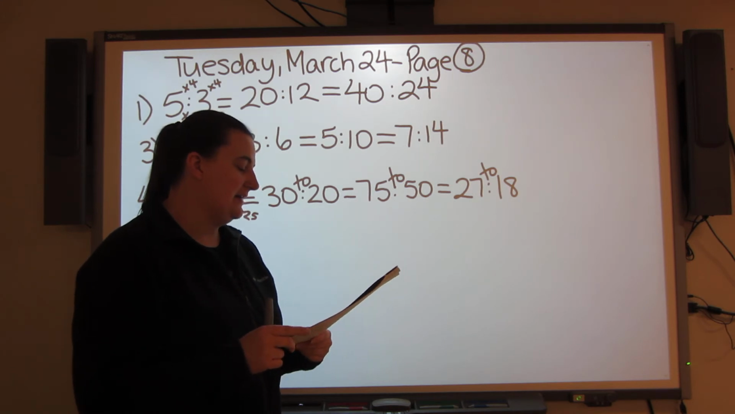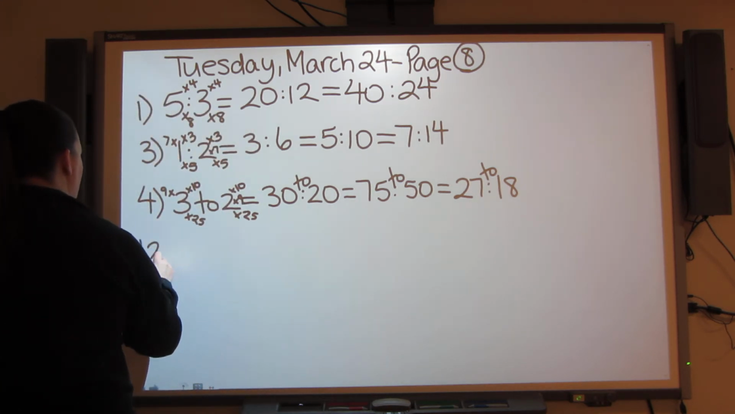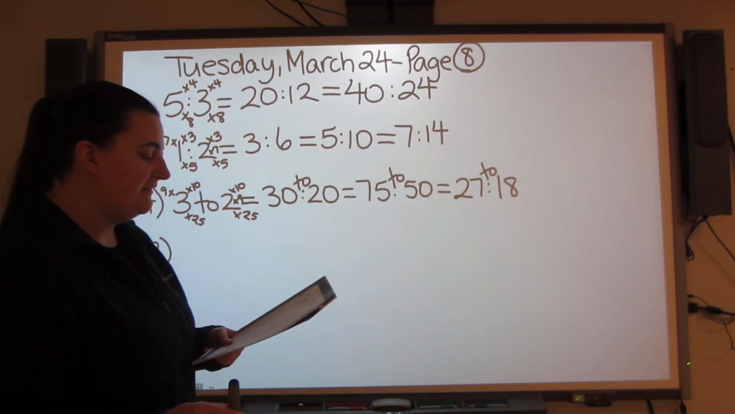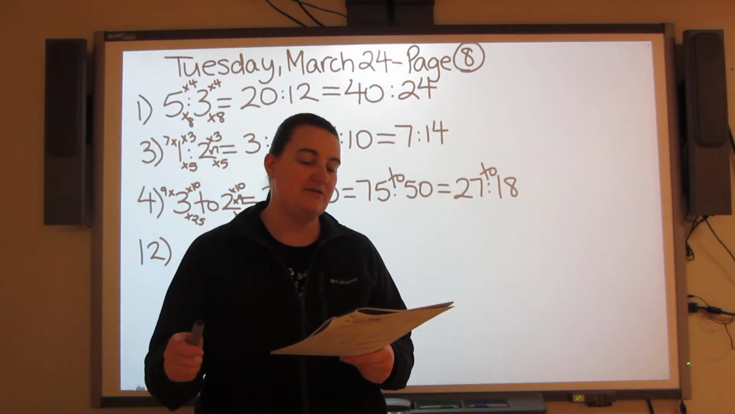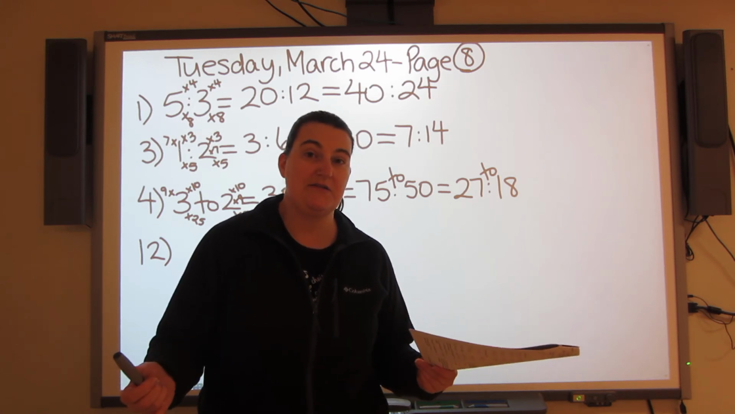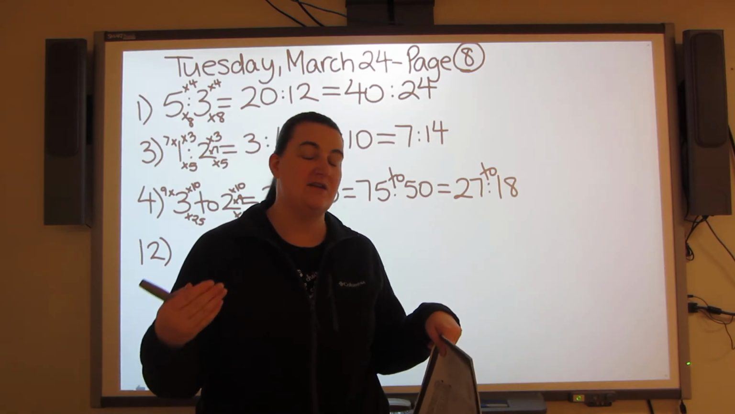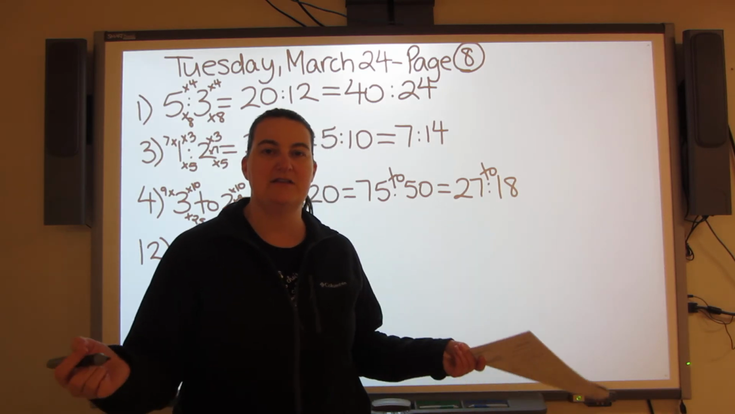All right, let's take a look at number 12. Number 12 asks us, state whether each ratio is in the lowest terms. So all you have to do is figure out, is it lowest terms or not? If it is lowest terms, just leave it alone. If it's not lowest terms, find the lowest terms.